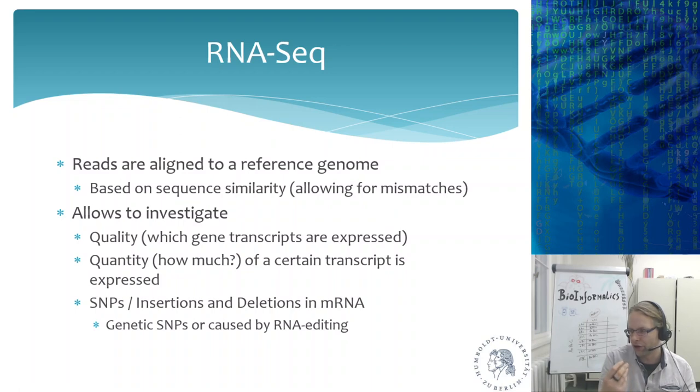For example, we can look to see if there are SNPs in the genome which are also found in the messenger RNA, or we can see if there is some RNA editing going on. So if you look at a transcript, it might be that some of the transcript is RNA edited using different ribozymes or different RNA editing tools which are available to the cell. So RNA-Seq is one of the most accurate technologies to determine how much of a certain mRNA is there, and it also allows you to determine whether there are SNPs, insertions or deletions, and quantity and quality. So which transcripts are there and what is the quantity of these transcripts.